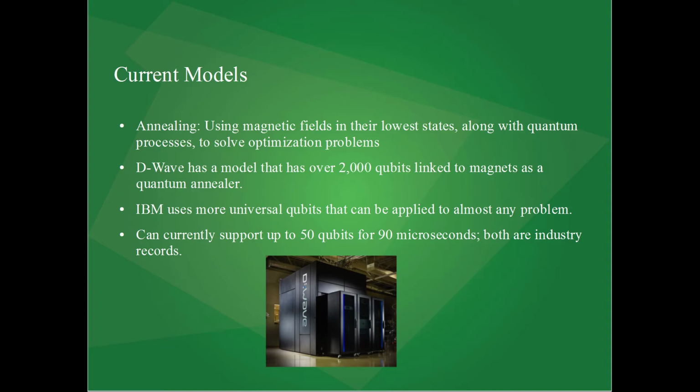IBM, on the other hand, uses more universal qubits that can solve most traditional problems that you would think of, but they can only get up to 50 qubits at a time, and they can only run them for 90 microseconds. But those are both industry records for that, because it's so difficult to house a qubit, because you need to keep it at near 0 degrees Kelvin and it's incredibly expensive to run.